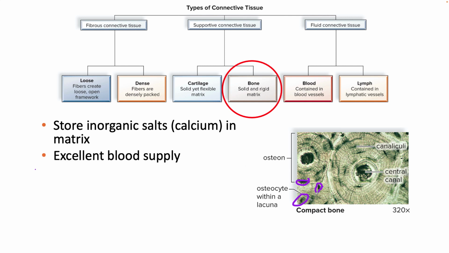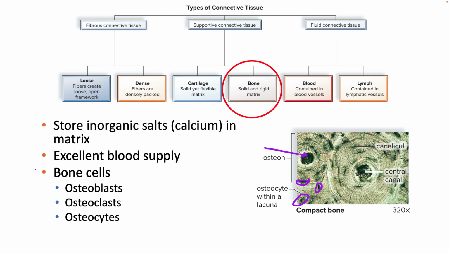Now, bone actually has an excellent blood supply. Down the middle of each of these osteons that kind of look like tree trunks is an open space where blood vessels and nerves run. So bone has a lot of blood running through it, which is why if you break a bone, it heals relatively quickly. Like within 6 weeks of having a cast on it, your bone will heal. And there's 3 different types of cells that we will learn about. Osteoblasts build bone, osteoclasts break down bone, and osteocytes are the cells that you can see in here. They live in bone, and they're the mature bone cells.